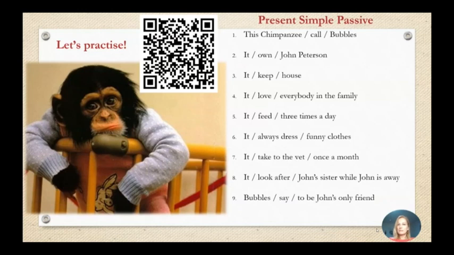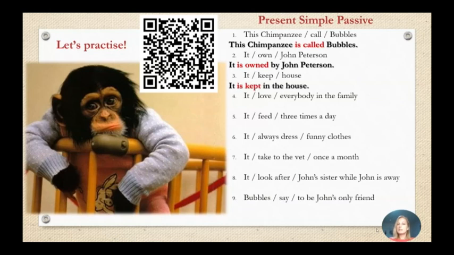Think about it. I'm sure that you all know that this sentence is, this chimpanzee is called Bubbles. Okay, the next one. It is owned by John Peterson. Call and own are regular verbs, so we added ed. Be careful about the third one. It is kept in the house. Kept is the past participle of the verb keep.